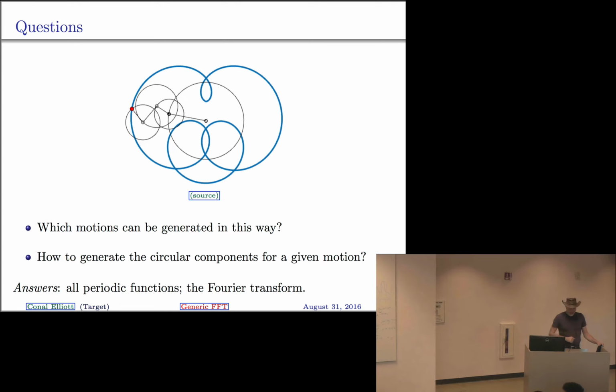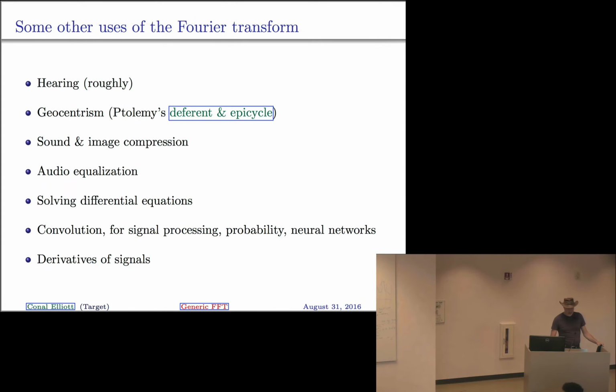And the answer, perhaps surprisingly, is that you can make all periodic paths, all periodic motion paths. If a path repeats itself, so I end up going back to the starting point and it repeats itself. However, we may have to add up infinitely many of these paths, but only in the limit. And then the question of how to generate them is, well, the Fourier transform does exactly that. So the Fourier transform is what I'm going to be talking about.